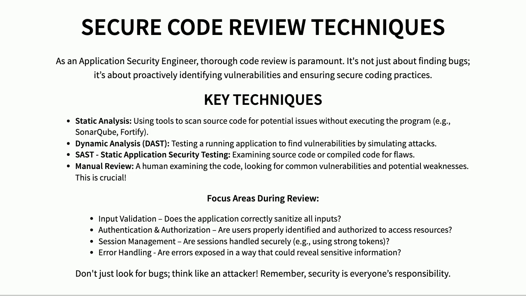SAST is similar but looks at the source or compiled code. And of course, manual review is absolutely critical, having a human reviewer look closely at the code to spot anything that might be missed by automated tools. When you're reviewing, focus on things like making sure your inputs are properly validated, handling authentication and authorization correctly, ensuring sessions are secure, and carefully looking at how errors are handled. It's all about thinking like an attacker to find weaknesses before they can be exploited. Remember, security is a team effort.